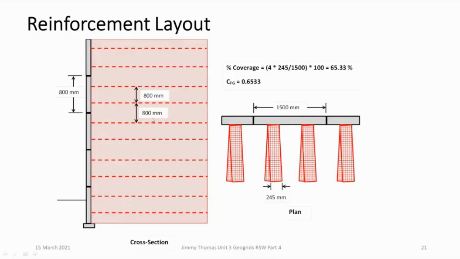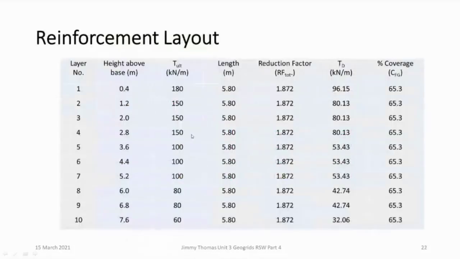Normally we try to keep the spacing, but sometimes, if it is a 25 or 30-meter high wall, you will find that even 300 kilonewton is not enough. At that time you'll probably have to use a closer spacing. Right now we are having 800 mm spacing. So we select a layout, and normally it's a trial and error.